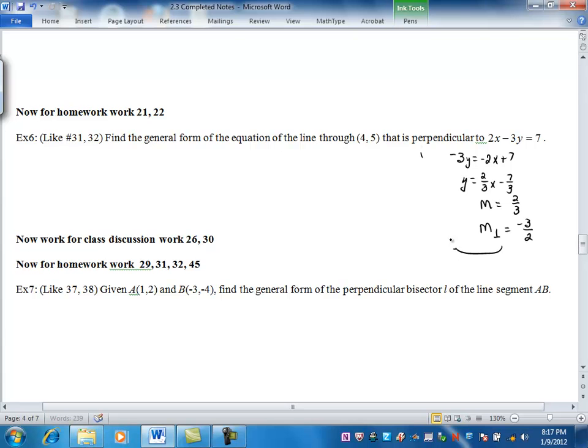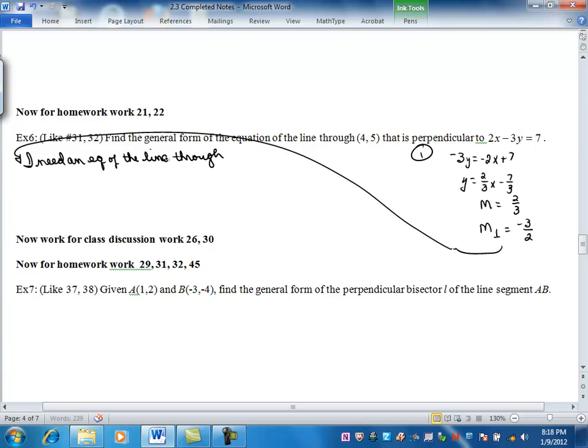Now I know that, come over here, I need an equation of the line through (4, 5), perpendicular, or with a slope of -3/2.